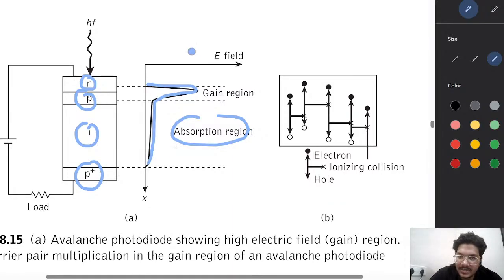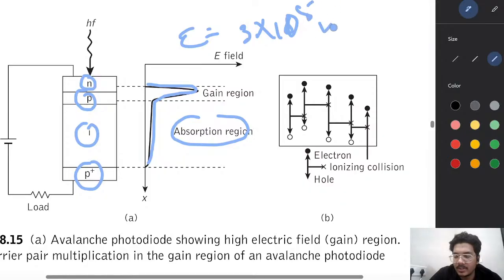The electric field is approximately 3 times 10 to the power 5 volt per meter. This very high field accelerates the carriers. The principle of operation is impact ionization.